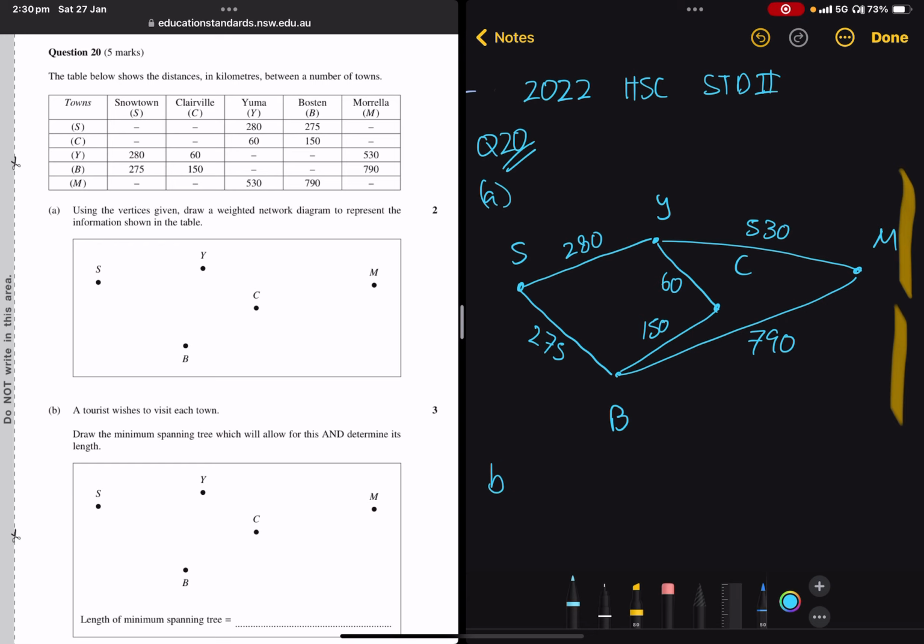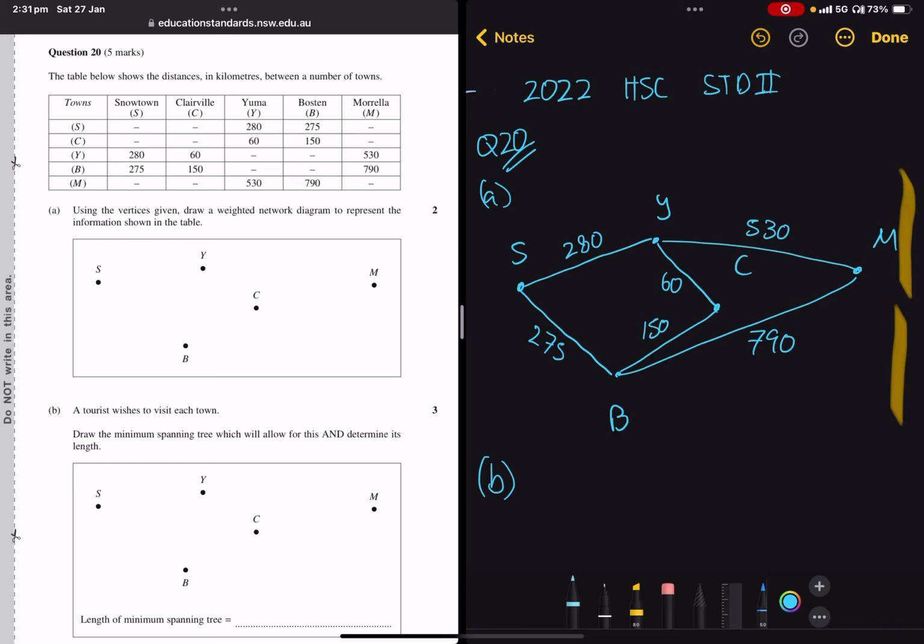Now for part B of this question, we're told a tourist wishes to visit each town, draw the minimum spanning tree which will allow for this, and determine its length. So this question, you can do minimum spanning trees quite a few ways. There's formal methods for doing these, and we're going to do one of the formal minimum spanning tree methods. Or you can just guess and check, right?